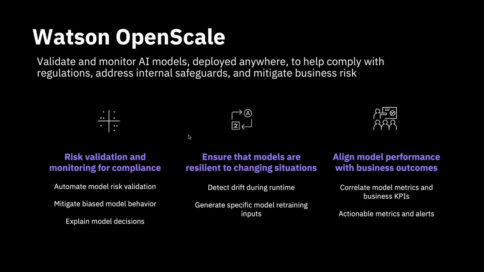Then we have Watson OpenScale. So once you have deployed your models, Watson OpenScale provides monitoring and understanding of these models. Its value is highlighted here. So first, it provides risk validation and monitoring for compliance. Watson OpenScale also helps ensure that models are resilient to changing situations by providing drift detection during runtime, in situations where data changes over time, which affects the accuracy after the model has already been deployed. And finally, it helps align model performance with business outcomes to help understand how the metrics are affecting your business KPIs.